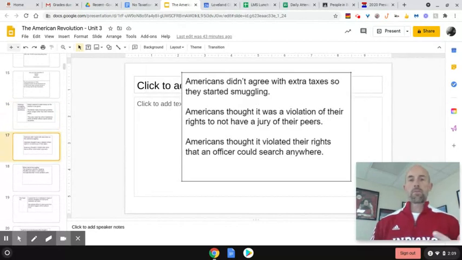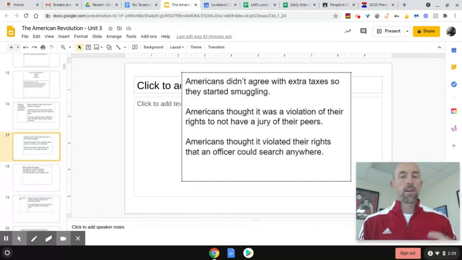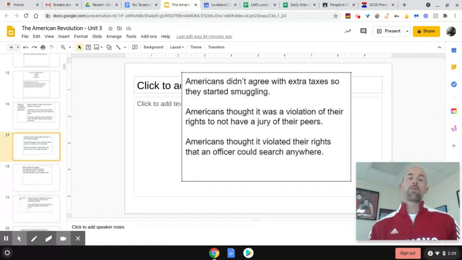So the Americans didn't agree with extra taxes, so they started smuggling. We already talked about that. The Americans thought it was a violation of their rights not to have a jury of their peers. That was a belief, a right that they had. And they also thought it violated their rights that an officer could search anywhere. How would you like it if the police just showed up and could search your home for no reason? They didn't have any logical reason why they should come search your home. We wouldn't like that. We feel that's a violation of privacy, and the Americans didn't like that either.